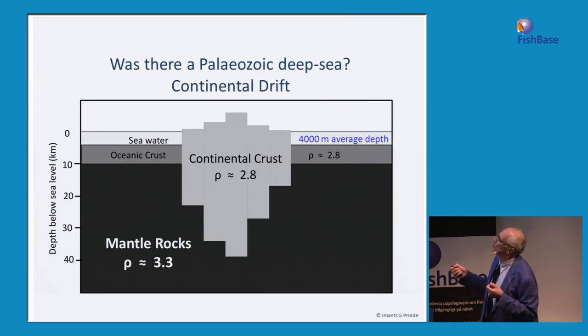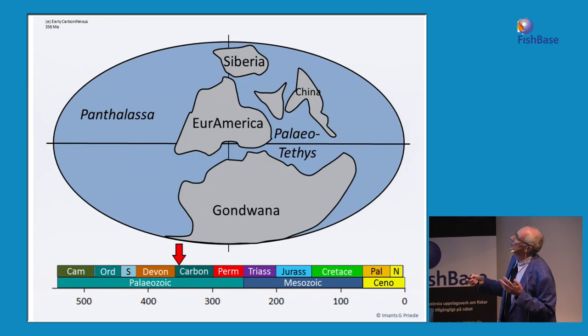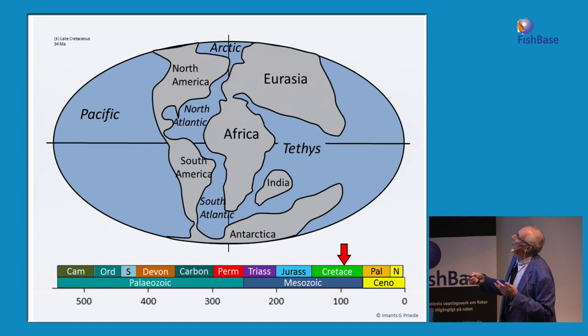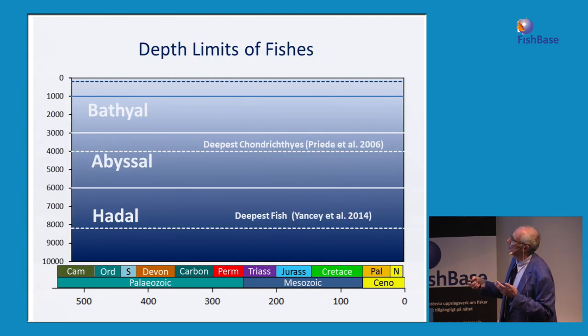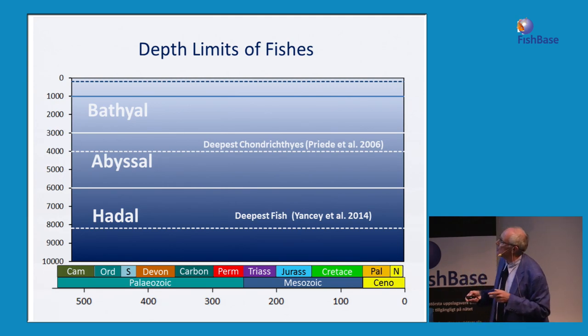This shows a continent floating on the crust, and the average depth of the ocean is about 4,000 meters. And this is the state of the continents in the Cambrian. And the blue bits here, these are deep sea between the continental masses. And so it looks like there was deep sea 500 million years ago, but the continents have been moving around until Pangaea, one big continent, was formed, and then that broke up and formed the modern continents. So the important point is that there has been deep sea, roughly the same size and same depth as we have now, but the shapes of the oceans are very different.